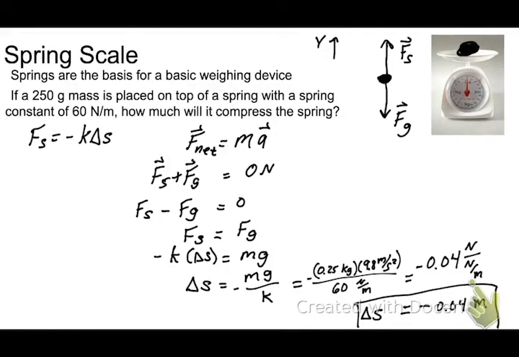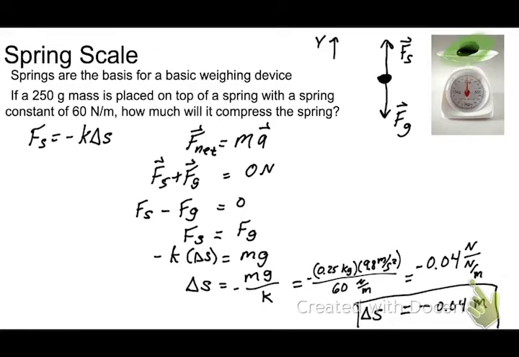Let's solve a problem that exemplifies Hooke's law, the relationship between the force that a spring exerts on an object and how far the spring is stretched or compressed. All right, so this is just an example of something that goes on in your kitchen.